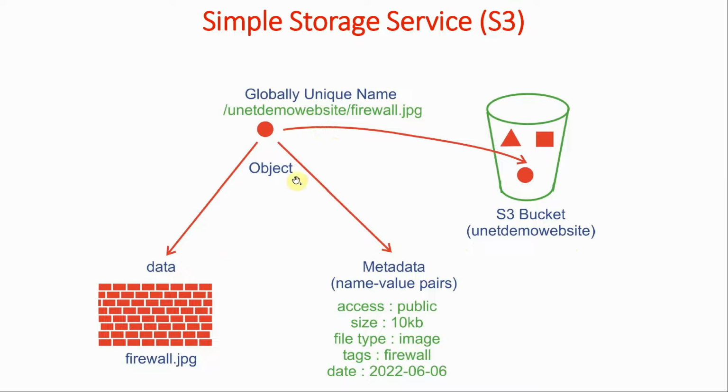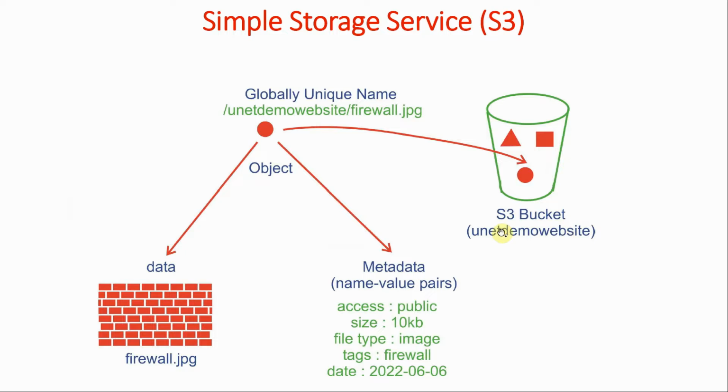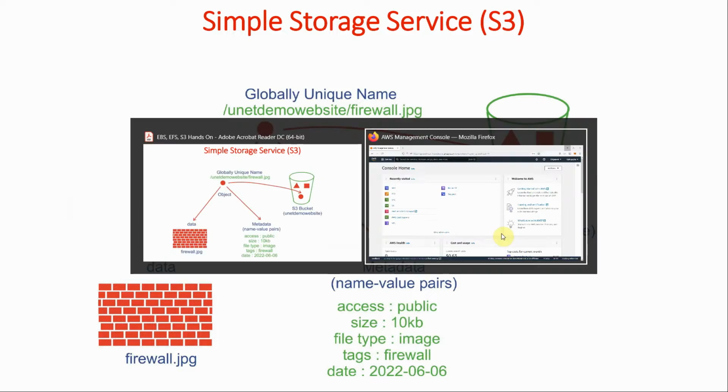Then we are going to upload one object. The name of the object is going to be firewall.jpg. That means a user can download the object by using the internet, and we are going to put that in the S3 bucket. Now let us go to the S3 console.